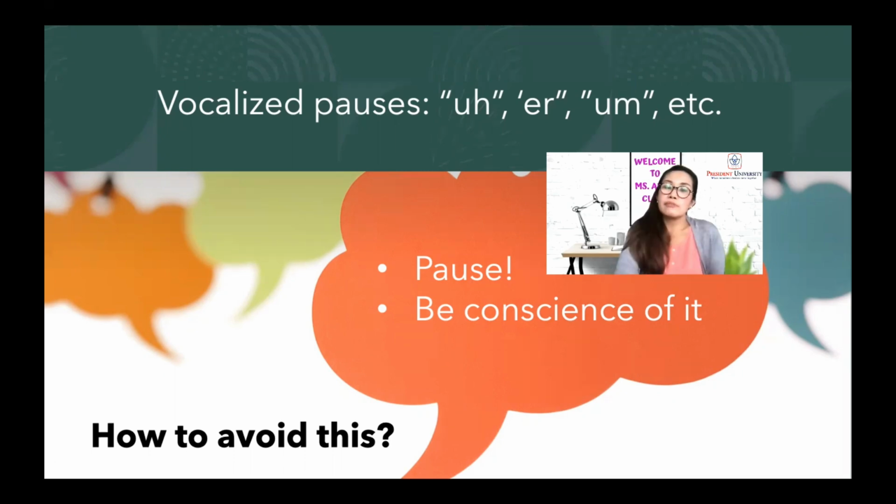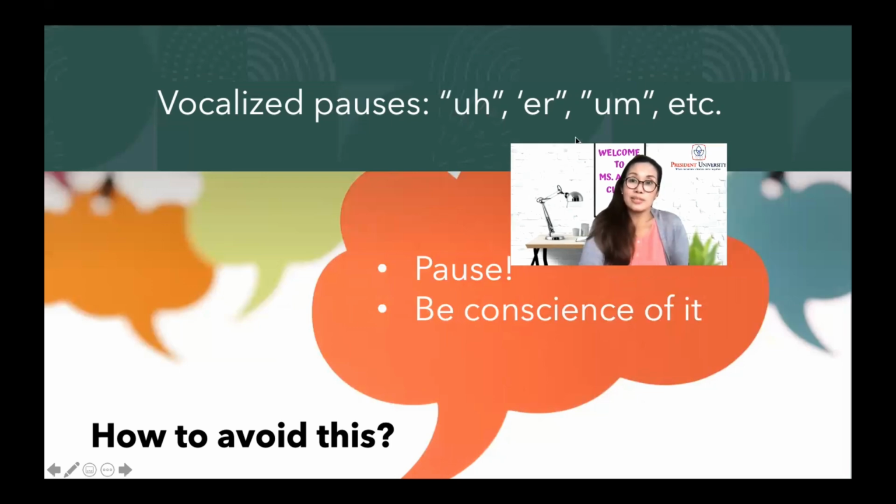So in order to avoid using vocalized pauses, we can just pause. Okay, as long as it is less than 3 seconds, then you're good. You're on the right track. And be conscious of it. So every time you're about to use the vocalized pause, be alert, be aware of it, be conscious of it. Okay.